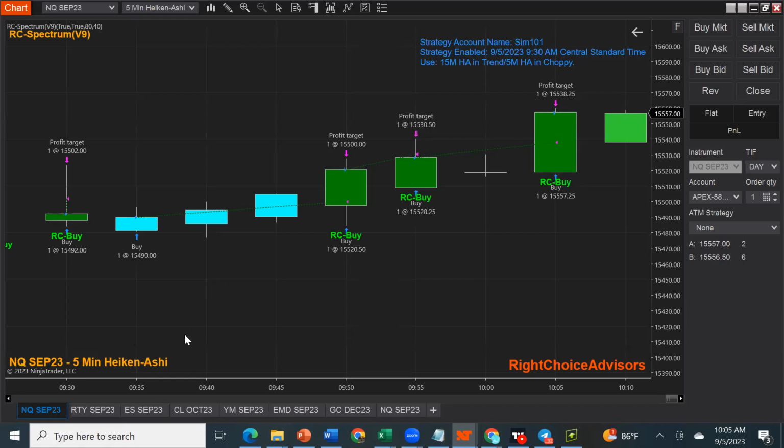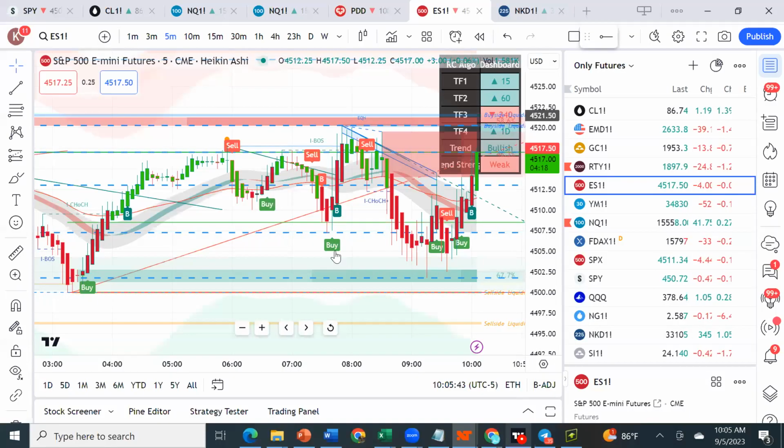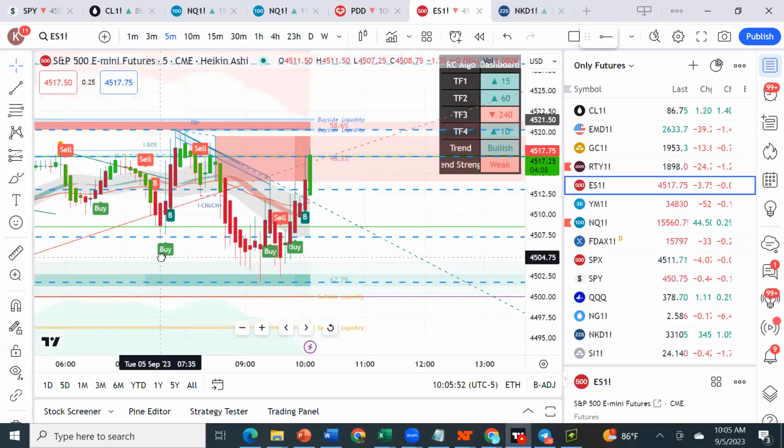Venkanagar, did it hit the fourth one? Let me see. Yeah, fourth one is filled. Yes. So I think you are on the fifth one. 4 profits done, and you are on the fifth one now. Yeah, I am on the fifth one at 15557.5. I am a little ahead of you.